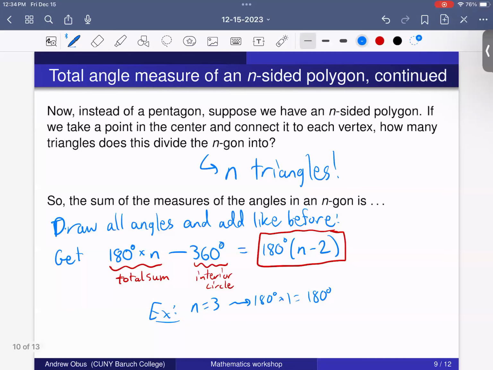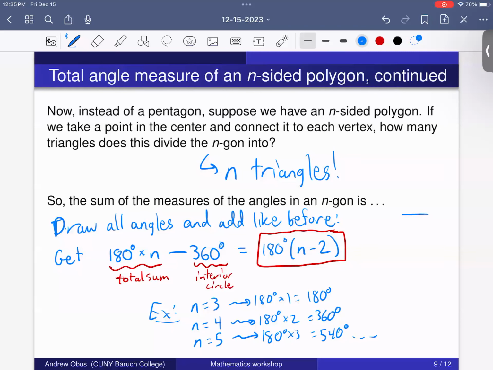If you have n equals 4, a quadrilateral, you're going to get 180 degrees times 2, because 4 minus 2 is 2. This is going to give you 360 degrees. N equals 5 will give you 180 degrees times 3, which is 540 degrees, and so on. So if you have a hexagon, you'll get 720 degrees, and it keeps going, okay? So all that you have to do is the same thing, right?